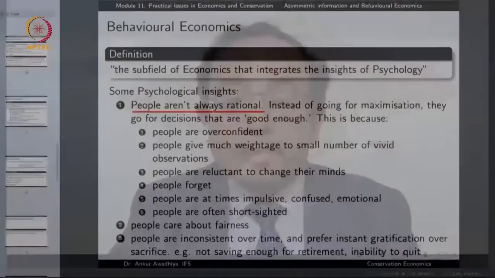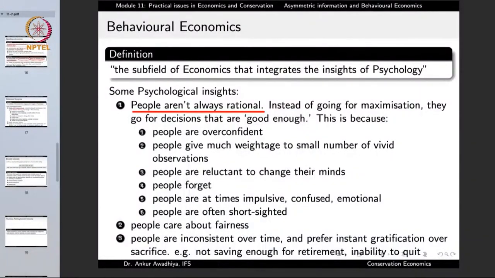So if there is a person who is, say, smoking a lot, this person knows that smoking is bad for health. Smoking is injurious for health. But still this person will not be able to quit because this person is looking only for the short-term benefits. In the short term, it gives a very good urge. It gives a very great amount of energy. People feel energetic when they have a cigarette. In the long run, well, it does have its health consequences, but then people take decisions on the short-term basis because they are often short-sighted.